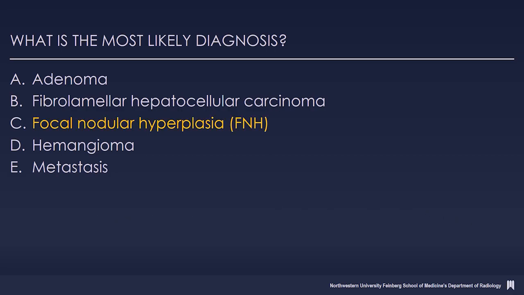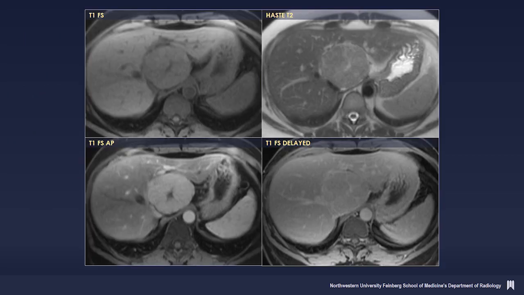And that's C, focal nodular hyperplasia. So why is that? Well, you've got a lesion, and you can see the lesion has a central scar. It's dark on T1, bright on T2, initially doesn't fill in, but shows progressive filling in. And that's classic for FNH.